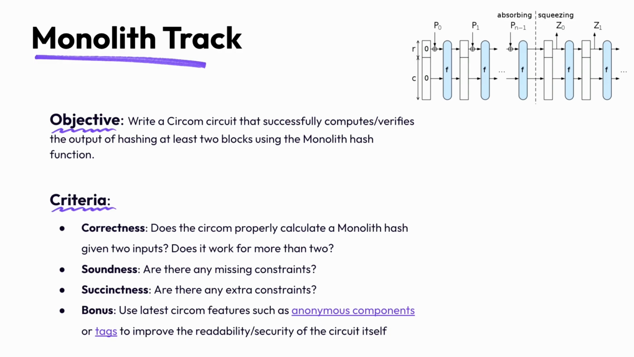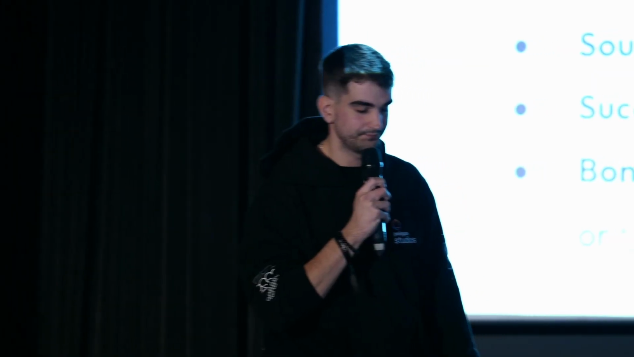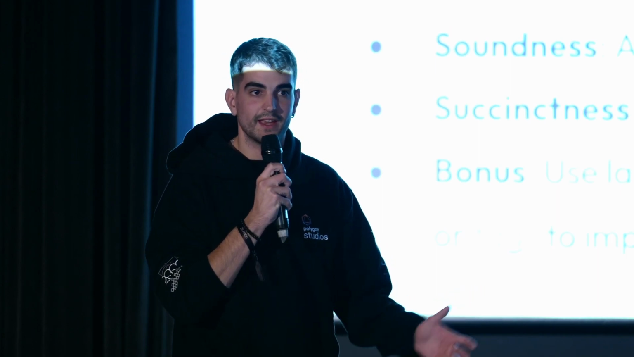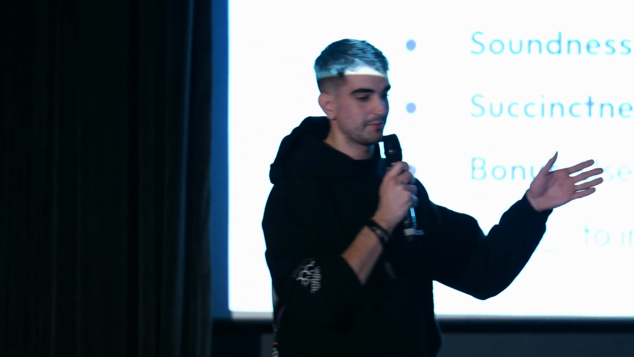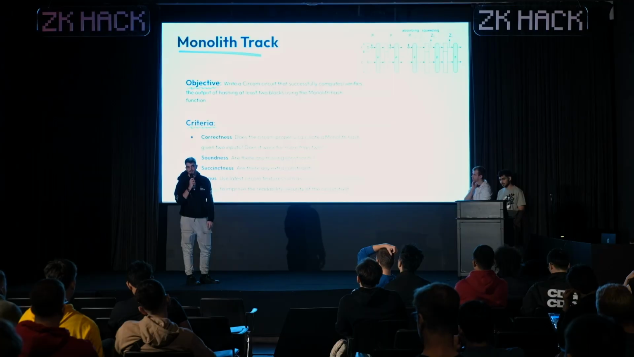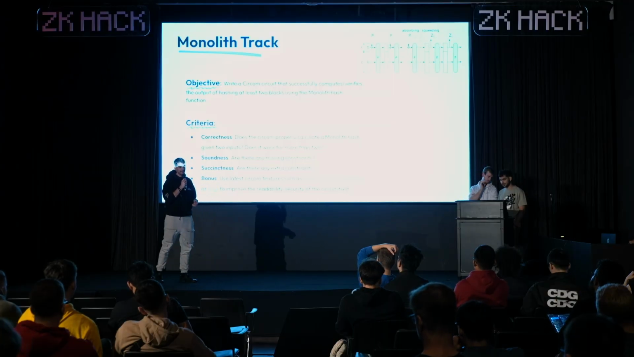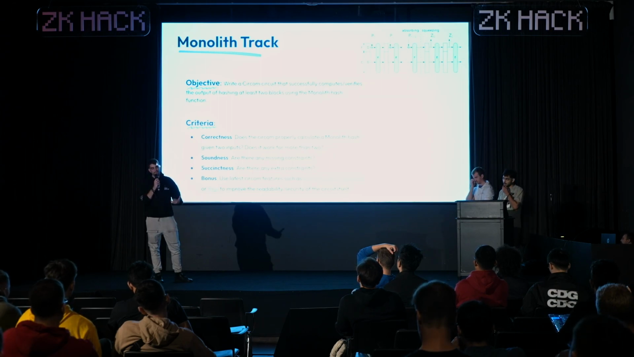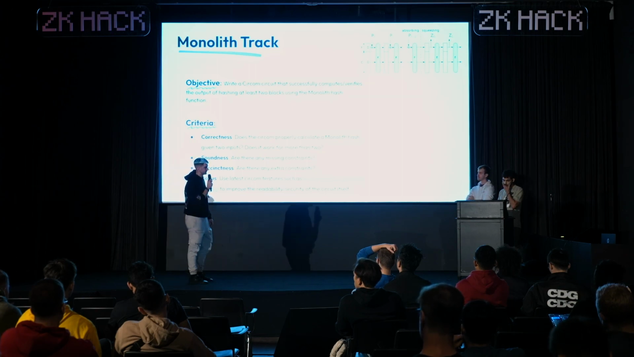And in some parts of Monolith, it will be easier in Circom and in other parts it will be easier in PIL. Okay, and for the criteria, for sure, we expect you to make a correct implementation. But overall, we expect that the implementation is, from one side, sound, meaning that you do not miss any important constraint. And on the other side, we expect it to be as succinct as possible, meaning that you do not add more constraints than are strictly necessary in order to verify a Monolith implementation, okay?